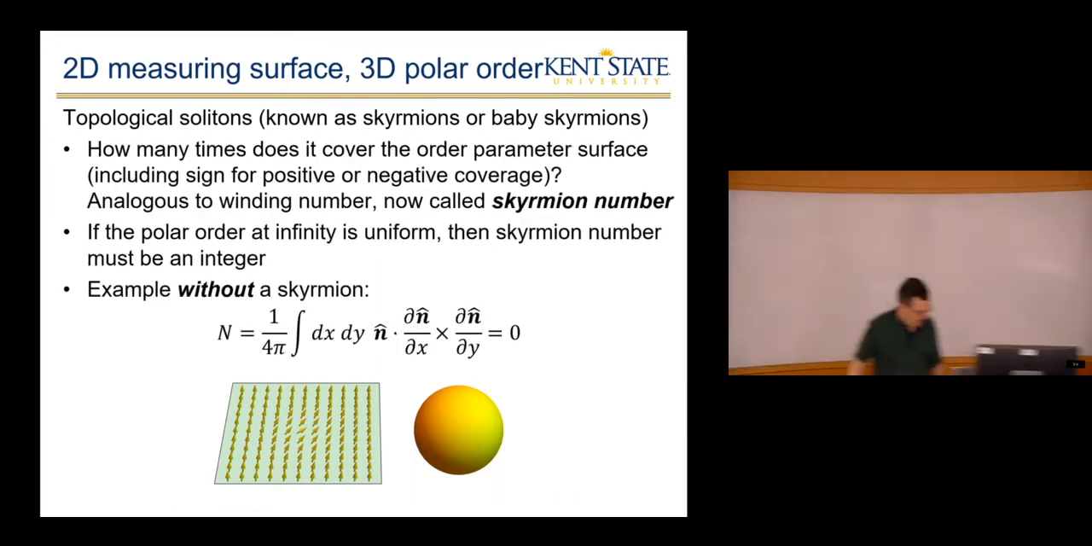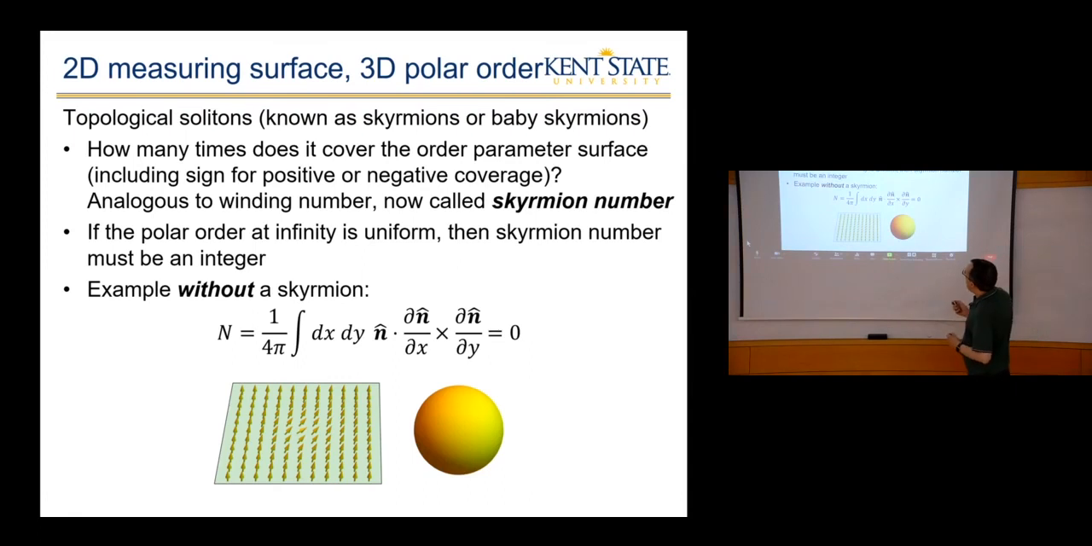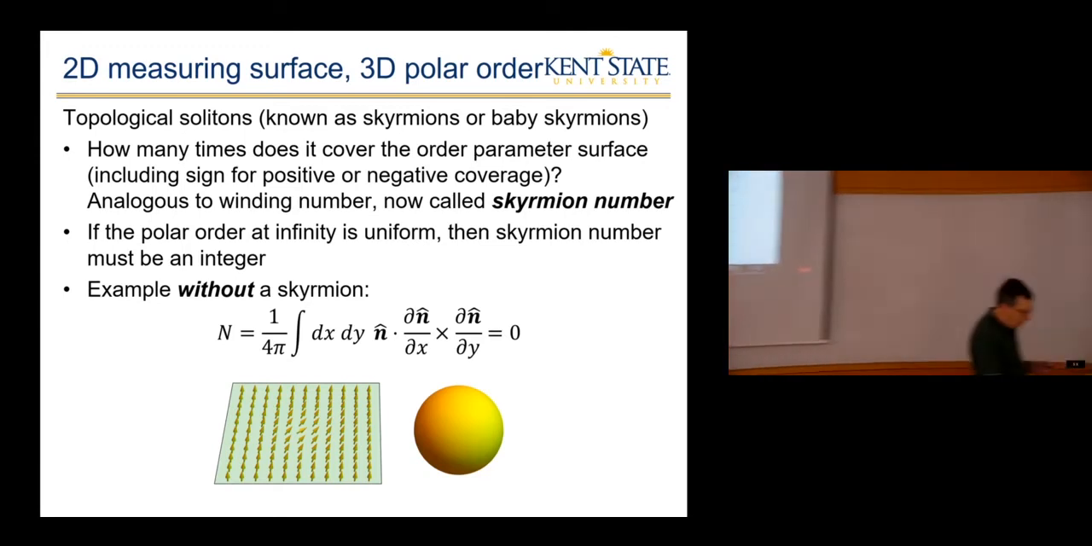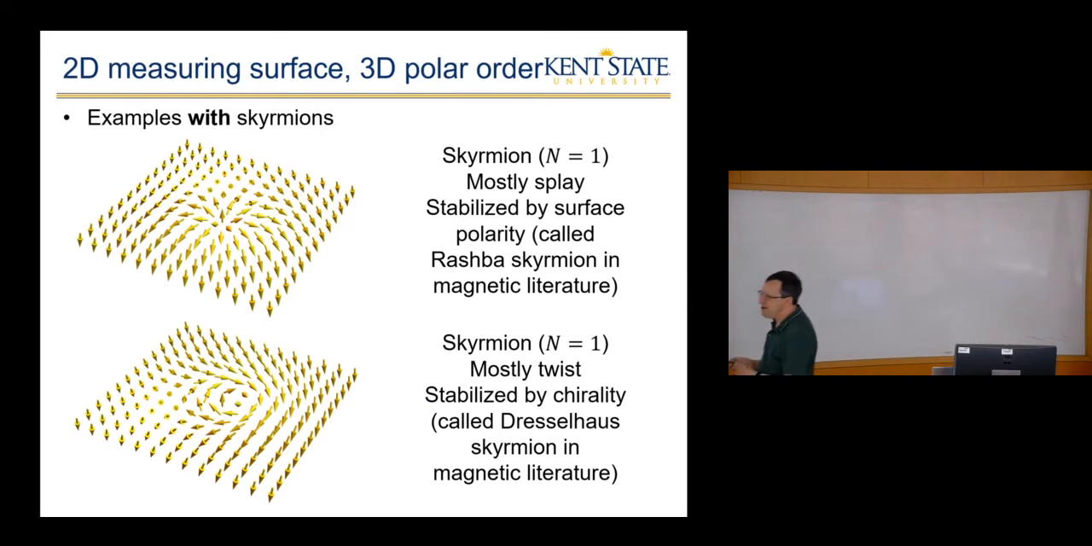In this particular example, the answer is it integrates to zero, right? So my same integral to assess this scaled up version of winding number integrates to zero. There's some positive places and there's some negative places. But there can be other situations where it integrates to something that's not zero. In those cases, this thing is now called a skyrmion number. That's what Dave was asking about a few minutes ago. And if the order at infinity is uniform, then you can say the skyrmion number has to be an integer, right? It might be zero, it might be not zero. Here are a couple of examples with skyrmions.